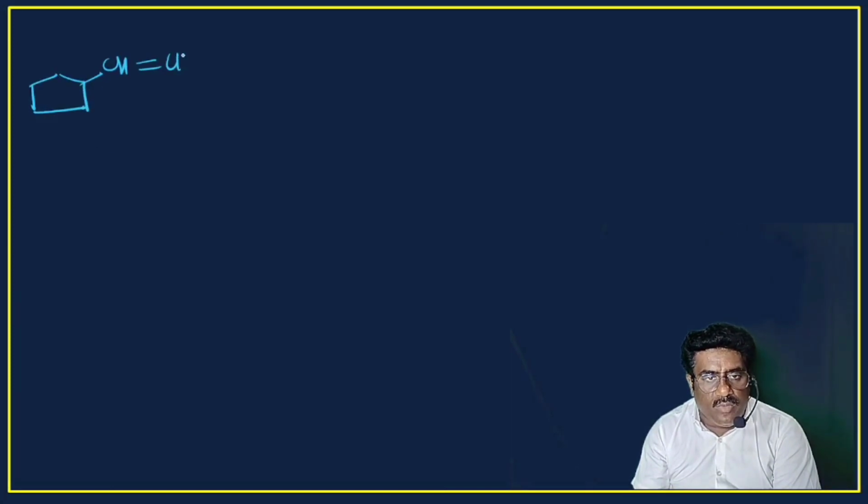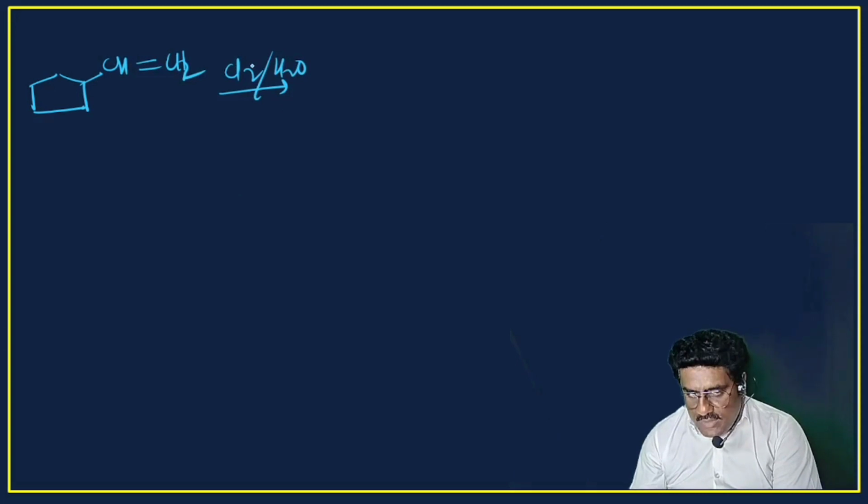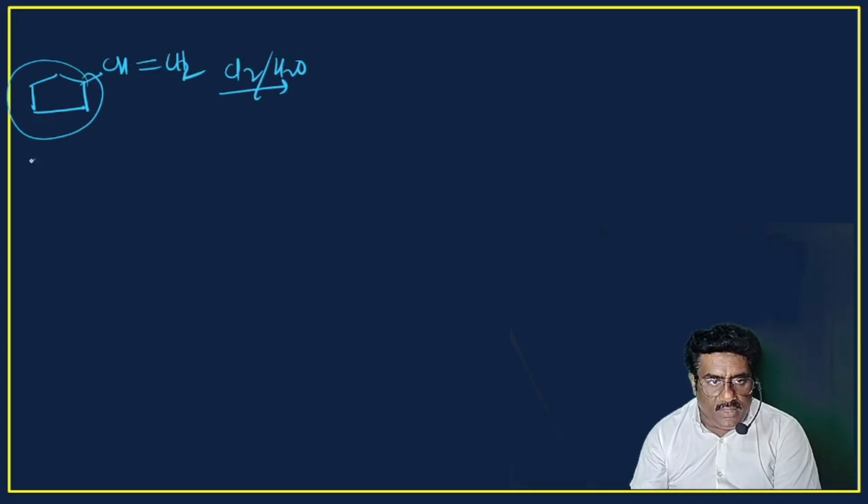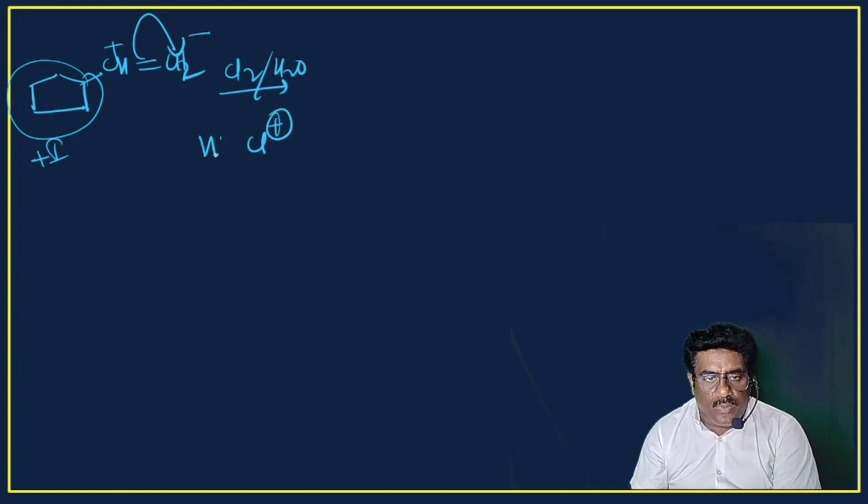CH=CH2 in the presence of Cl2 plus H2O. What is the product? It is a complete plus inductive group. The pi bond shifts, giving a positive charge here and a negative charge here. So it forms Cl plus OH minus. Yes, so it is a product.